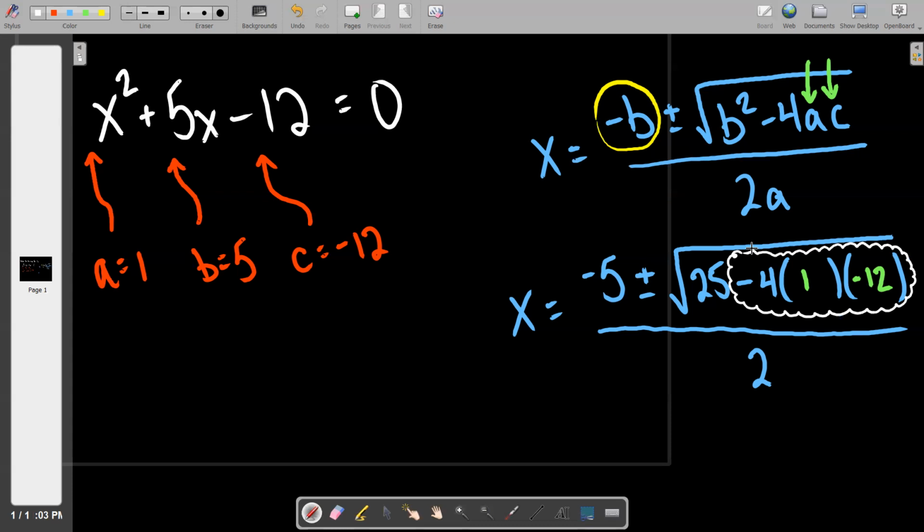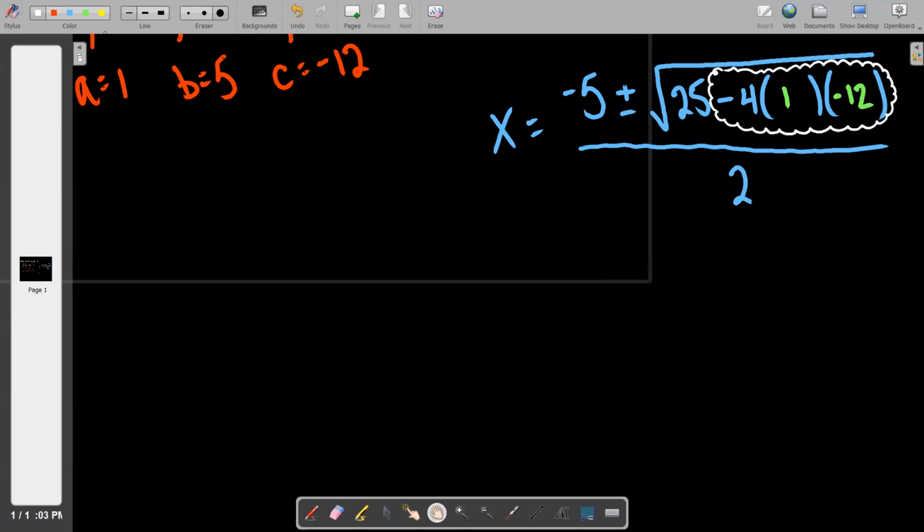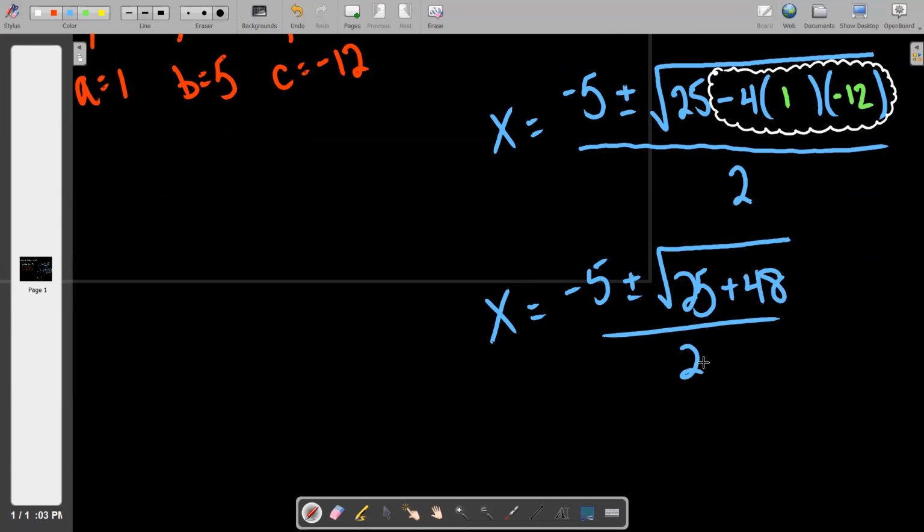Definitely a positive. In any multiplication problem, if you have two negatives, they're going to find each other eventually and make a positive, right? So as I multiply out that white cloud, I'm really just going to think of it as 4 times 1 times 12. Like, what's the point of the negatives, right? What's 4 times 1? What's 4 times 12? 48. So the next line down in my work is going to say this. X equals the opposite of 5 plus or minus the square root of 25 plus 48, all divided by 2.